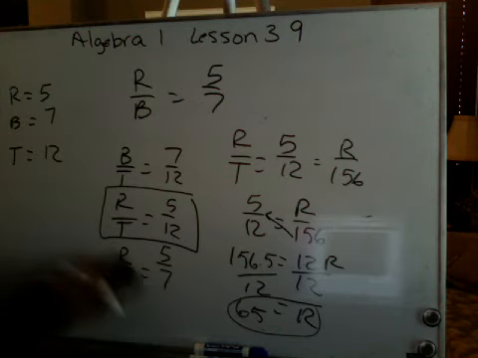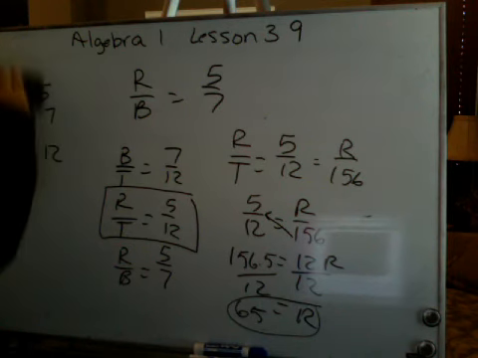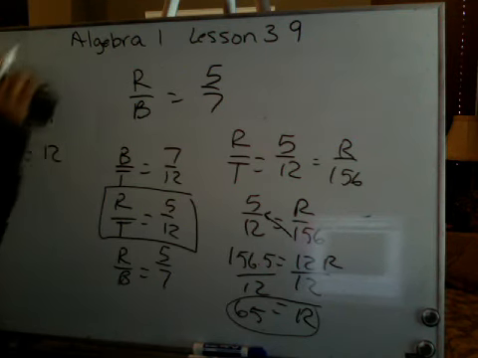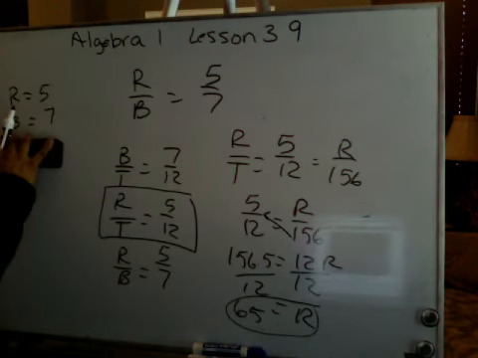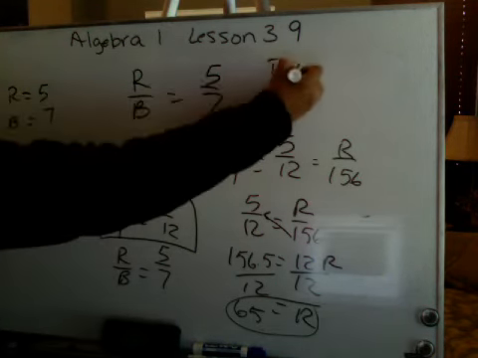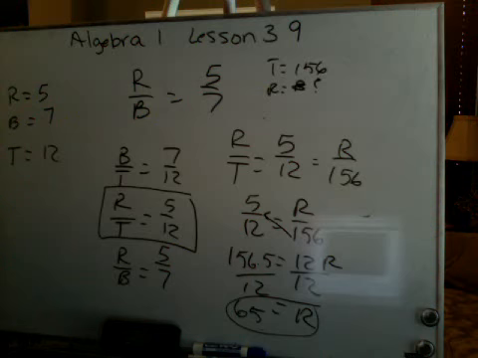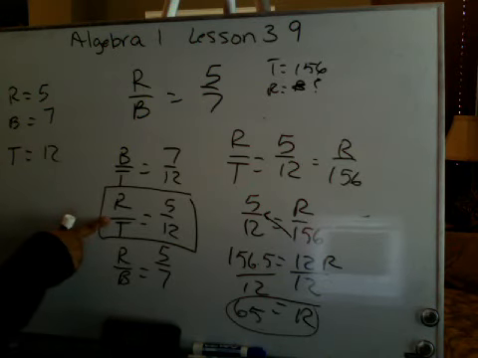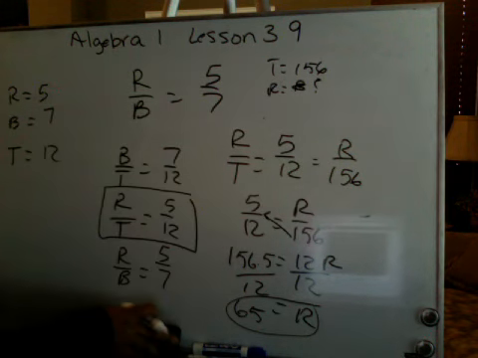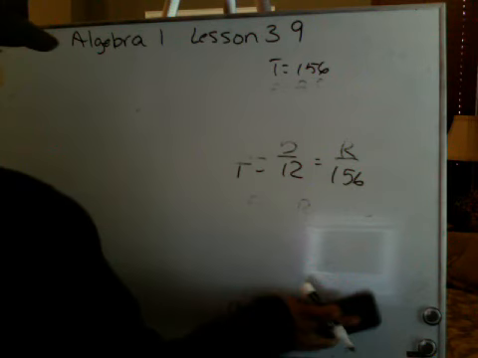It is a little confusing that way, but you can write what they gave you, cover up and write. Cover the first one, say b to t is 7 to 12. Cover up the second one, r to t is 5 to 12. Cover up the third one, r to b is 5 to 7. Then we say, okay, they said we have 156 total. How many red? So we need an r to t or t to r, and we have it right here. So we would use this one, and you would say r we don't know, t we know. Another way of looking at this is we'll do another example and do it differently.